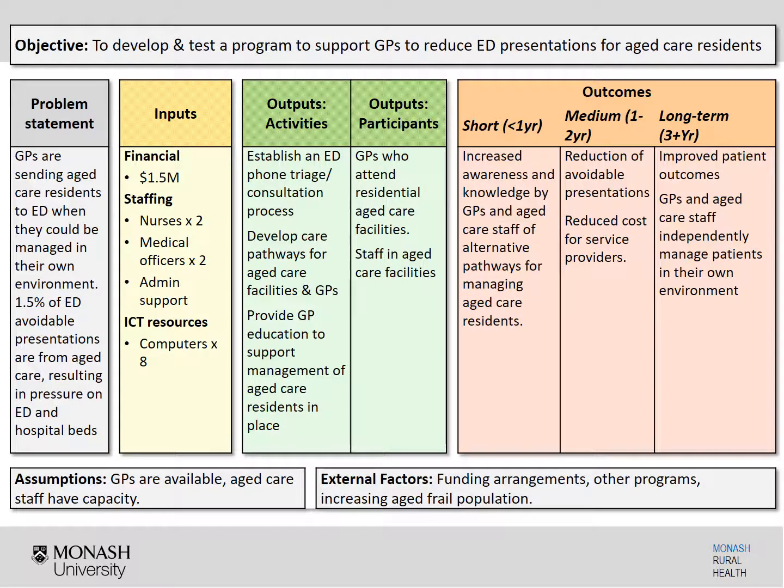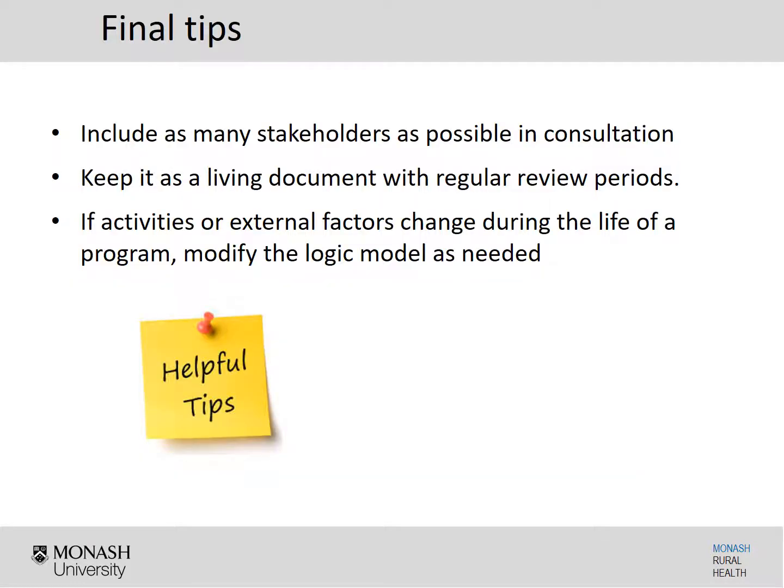So there's the program logic model in full. So just some final tips. I'd include as many stakeholders as possible in your consultation, and brainstorming is a great activity for program logic models. Try not to build them by yourself. Keep it as a living document, so you'll often find that activities will need to change, or there's been changes in external factors, which means you need to modify your model. But doing that means that it is kept up to date and is something that's useful for the life of your program.